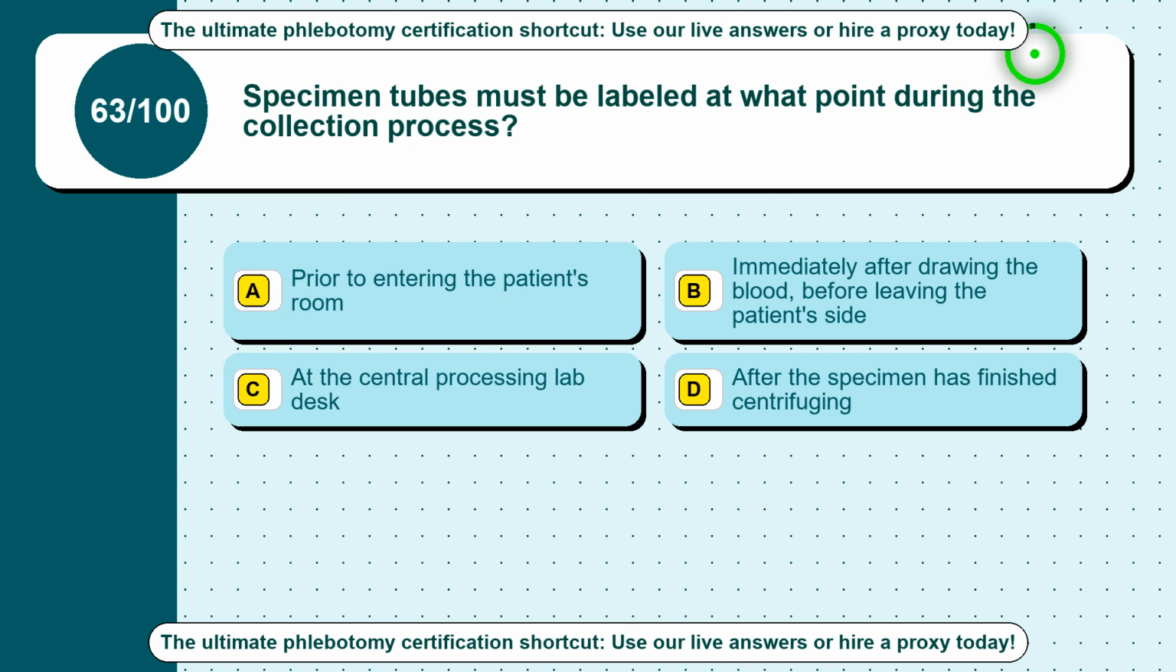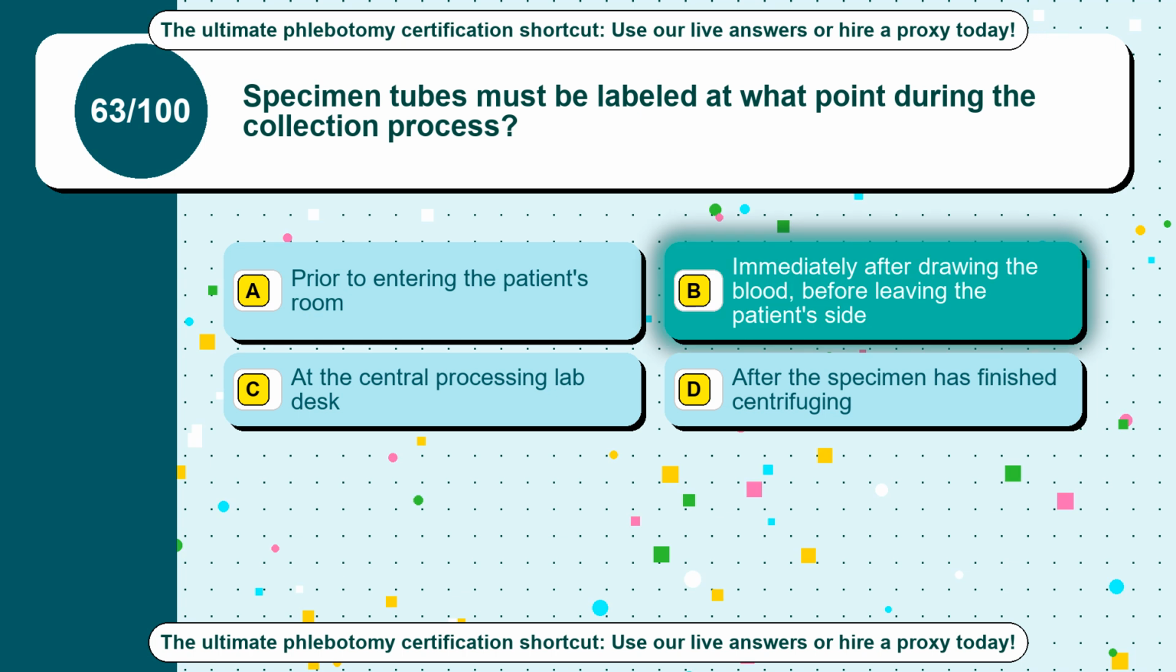Question 63. Specimen tubes must be labeled at what point during the collection process? Option A, prior to entering the patient's room. Option B, immediately after drawing the blood, before leaving the patient's side. Option C, at the central processing lab desk. Option D, after the specimen has finished centrifuging. The correct answer is option B, immediately after drawing the blood, before leaving the patient's side.